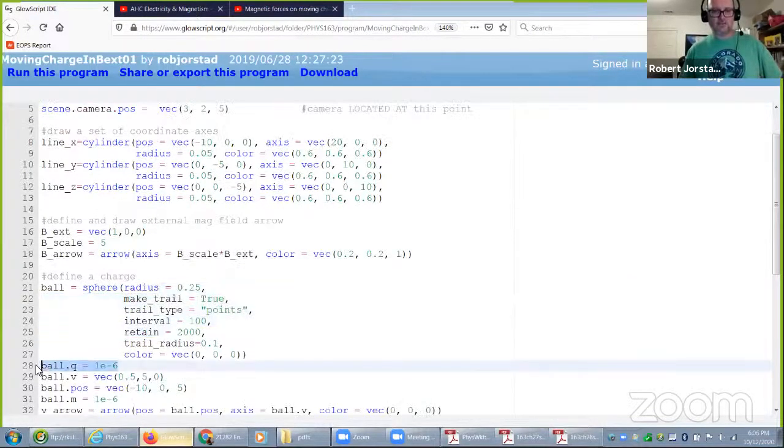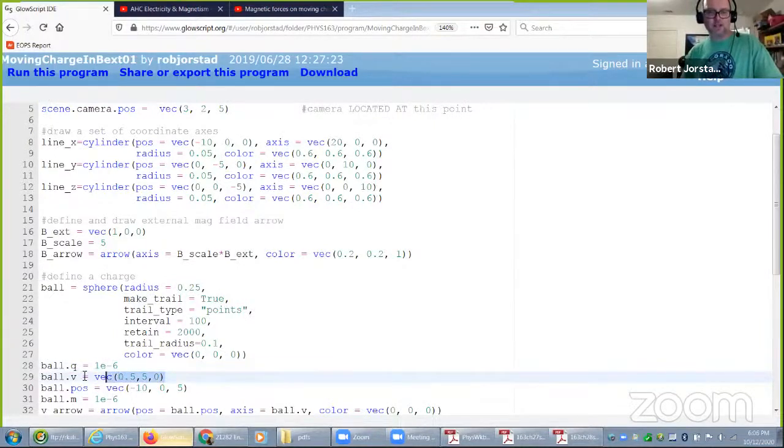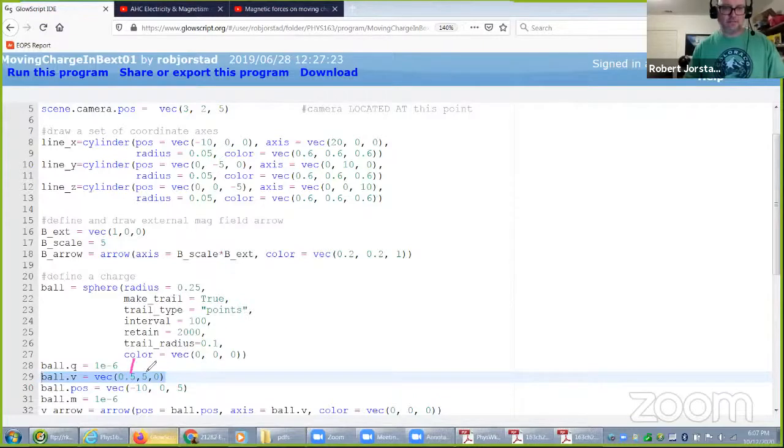Notice I create an attribute. We're talking about 1 microcoulomb here, e to the -6. I'm going to give this ball a velocity. Now notice this carefully here. I've got a small x component and a large y component for the velocity. Notice the magnetic field up here. The magnetic field is only in the x direction.